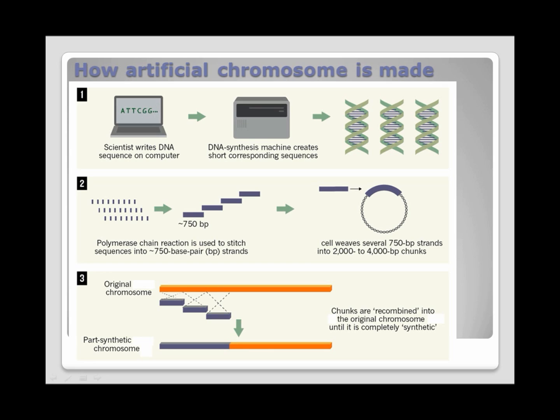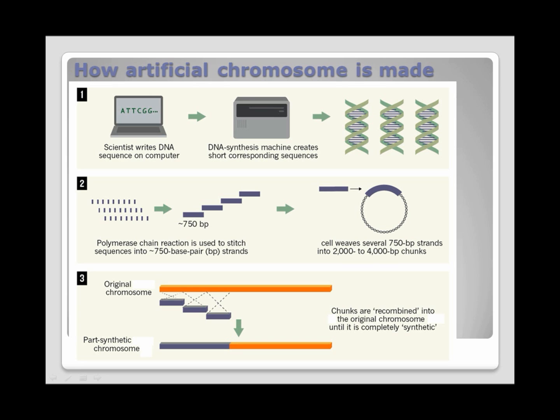First, the DNA sequence is written into the computer. Then the DNA synthesis machine processes it and creates short corresponding sequences. Next, PCR is used to stitch sequences into strands and assemble several strands into longer base pair chunks. At last, the chunks are recombined into the original chromosome until it is completely synthetic.